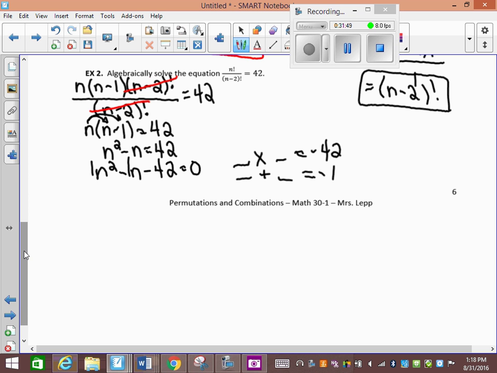Negative 7 and 6. It needs to be negative 7 or you wouldn't get negative 1. So I can always check it. Negative 7 times 6 is negative 42. Negative 7 plus 6 is negative 1. So I know I'm right.